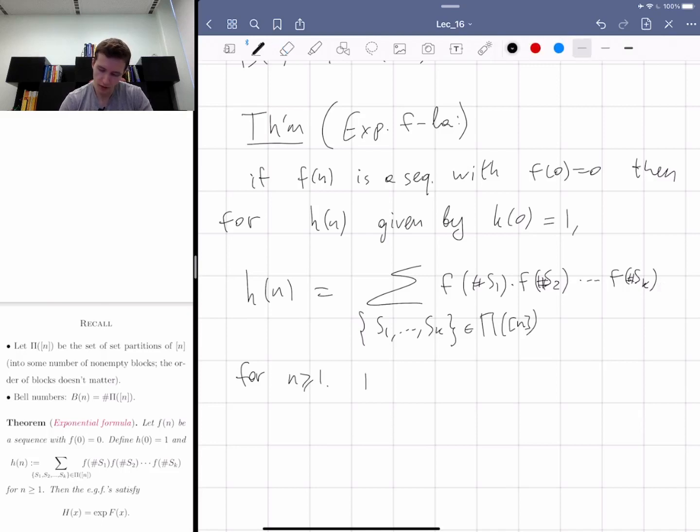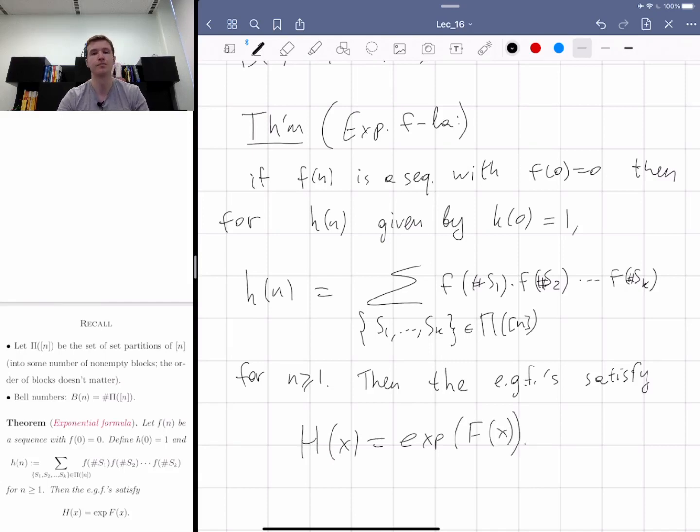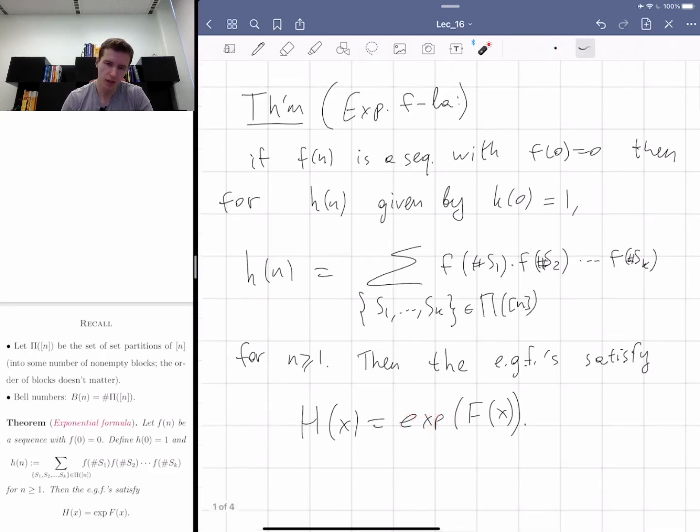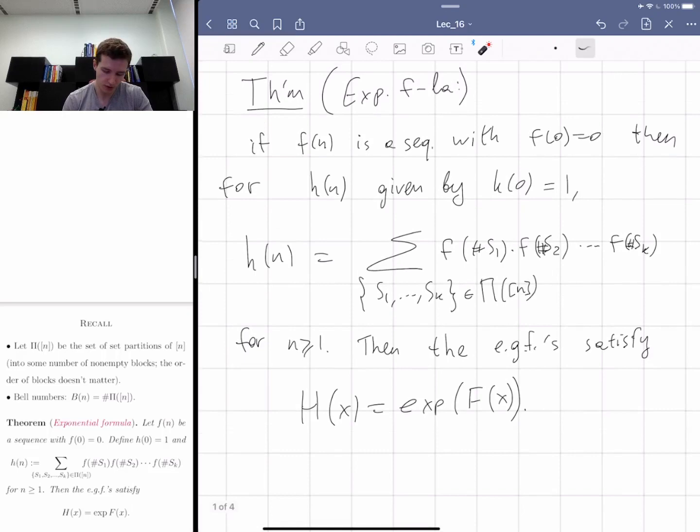Then the exponential generating functions satisfy this rule where the EGF of h is given as the exponential of the exponential generating function of f of n. So today I'm going to discuss a generalization of this, where instead of the exponential, you have some other function g. And that's called the compositional formula.